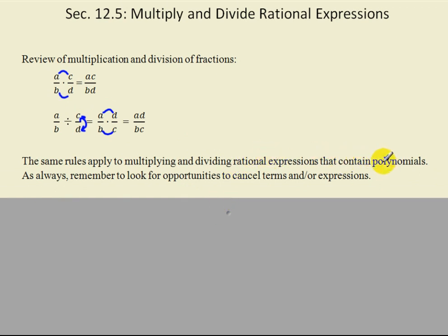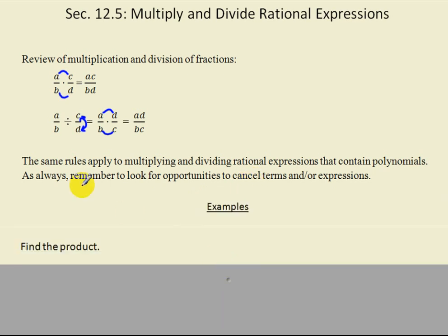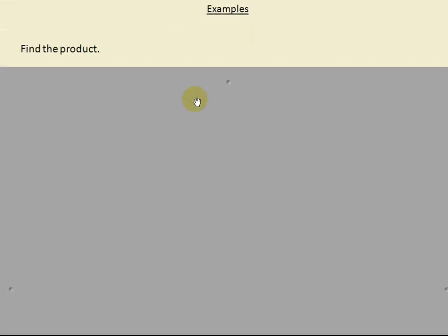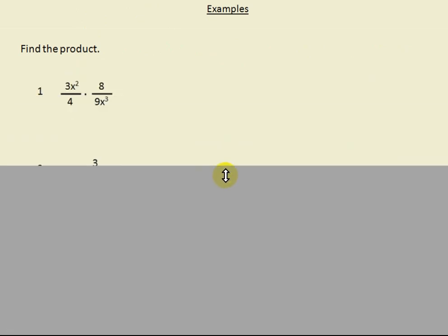Here we're going to be dealing with typically polynomials, or it could be monomials, or even just single numbers. But whatever you end up with for your terms, remember to look for opportunities to cancel. So the keys here are going to be factoring and then canceling wherever possible. So let's look at some examples where we start by finding the product.